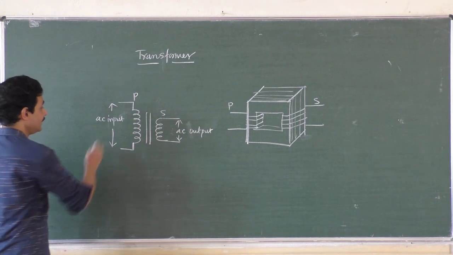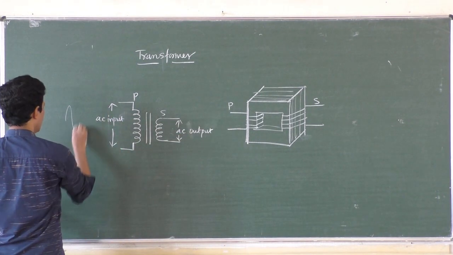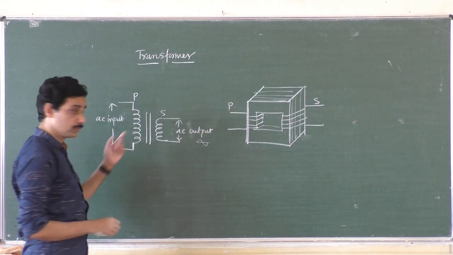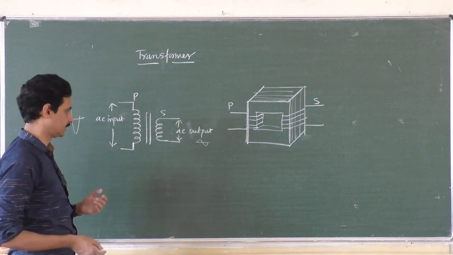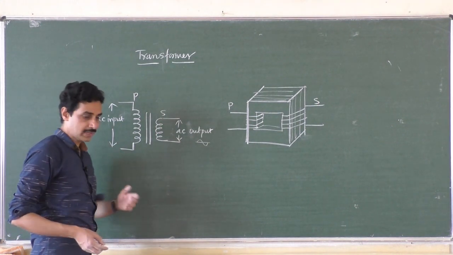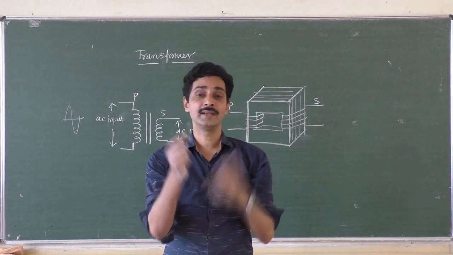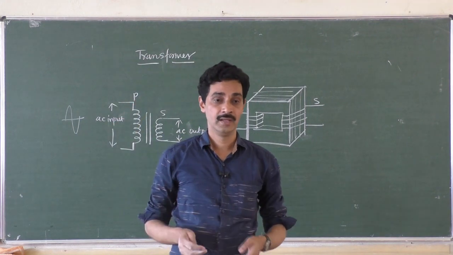So AC input, AC output. The input AC may be of high peak value, say 100 volt, and the output may be of low peak value, say 10 volt, or maybe the opposite. This may be 10 volt and this may be 100 volt, maybe anything. That depends on the number of turns. Now, how does it work? How can you increase or decrease the value of AC? Here we are mainly considering the peak value, the amplitude of voltage.